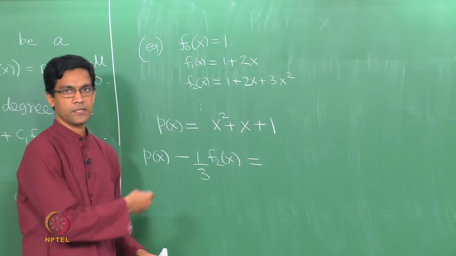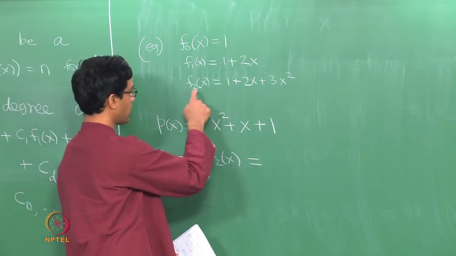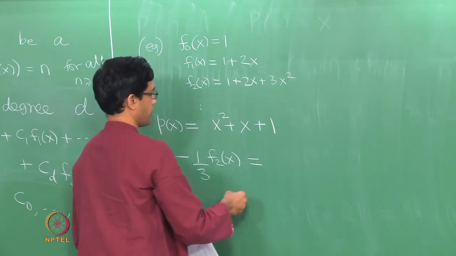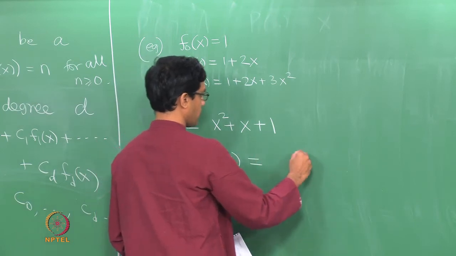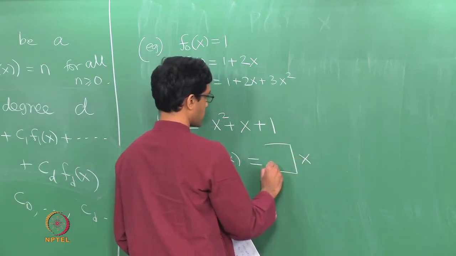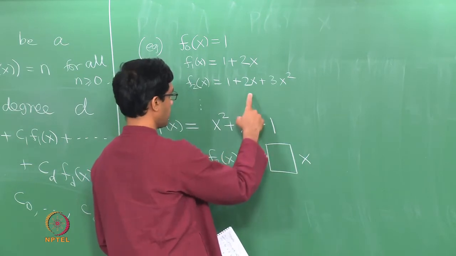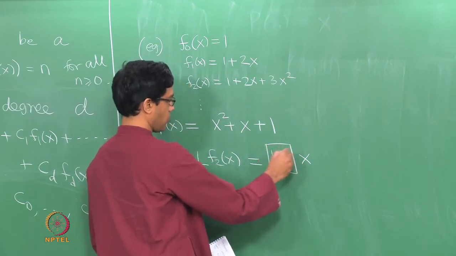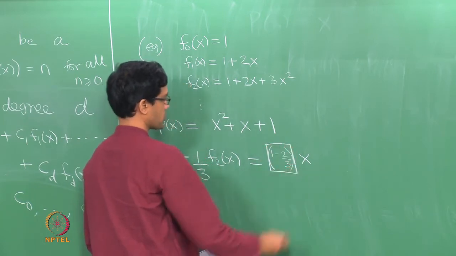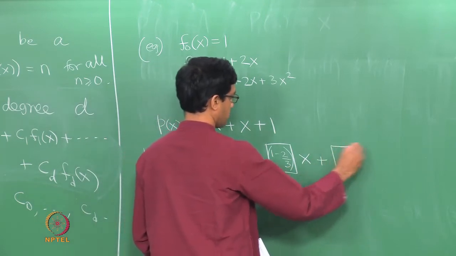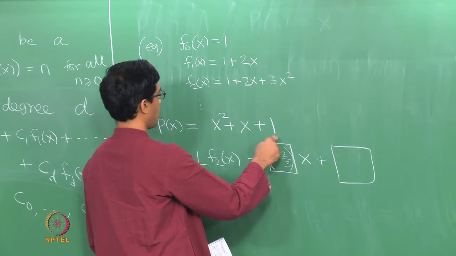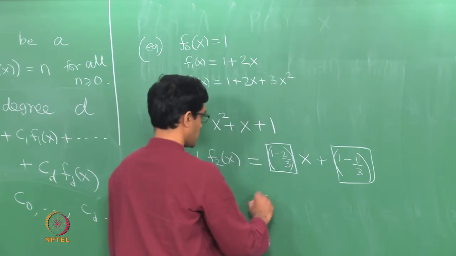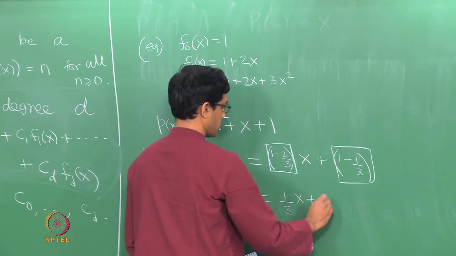Now the idea behind doing this is, when you subtract 1/3 of f2 of x, the x squared term will cancel between these two. So if you do this, there is only an x term and a constant term. What is the coefficient of x now? In p it was 1, now I need to subtract 1/3 of 2, so 1 minus 2/3 is the new coefficient of x, plus some constant term. The original constant was 1, now I need to subtract 1/3, so that is the new constant. So this is now basically 1/3 x plus 2/3.